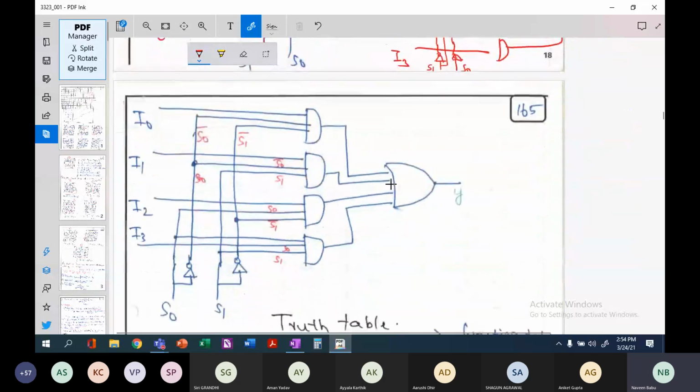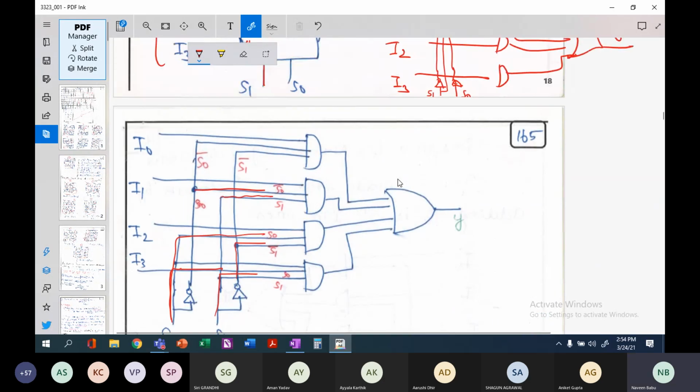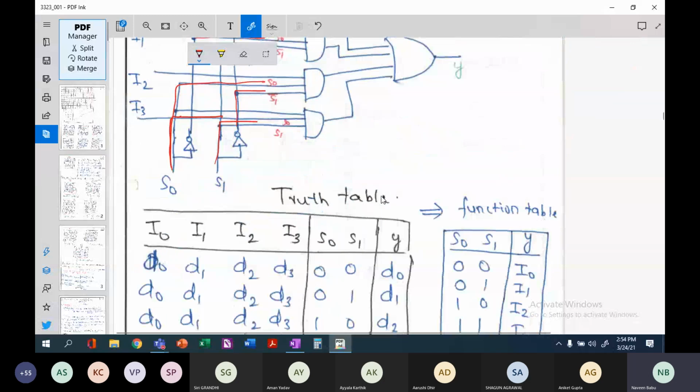So you see in this diagram, it will be clear. This corresponds to S1, S1 is this line and S0 is this line. This corresponds to S0, S1 bar. So this is your S0 line and this is your S1 bar line. And the last corresponds to S0, S1. This corresponds to 1 and this corresponds to 1, right? So this is how your 4x1 multiplexer will look like.